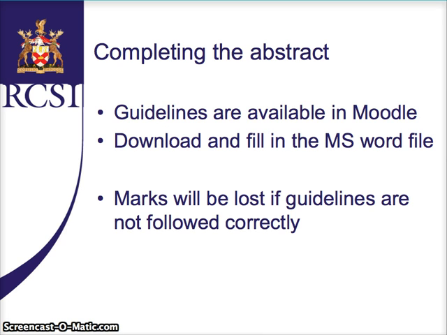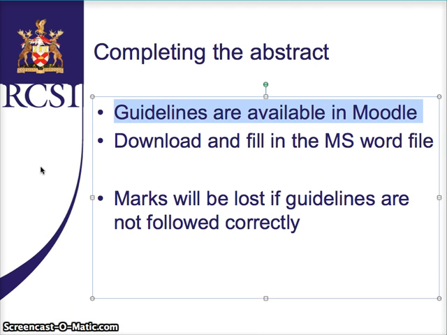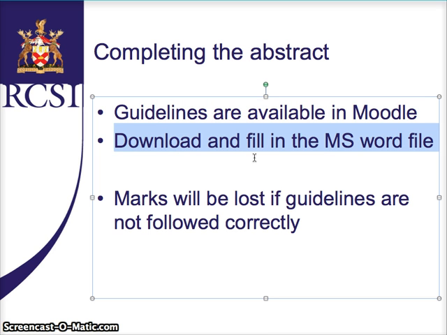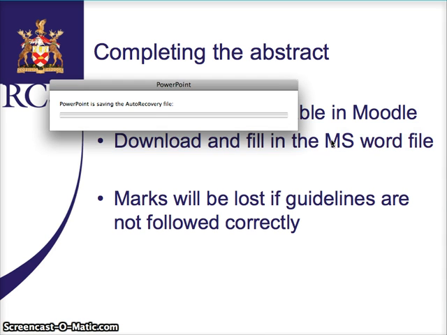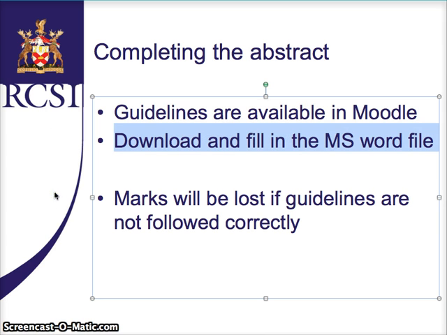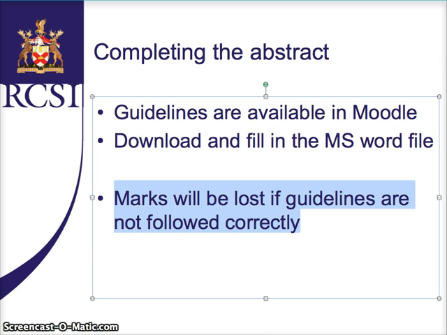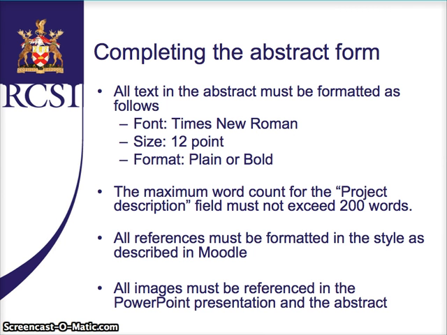This is a document where you will list details of your project, a synopsis, and list references. Now there's guidelines on exactly how to do this in Moodle, and you're getting them now also in this screencast, and the abstract itself is available as a template, a Microsoft Word document. You literally download it, edit the text therein or add your text, and then that becomes your abstract. And again, if you don't do that properly, marks will be lost.